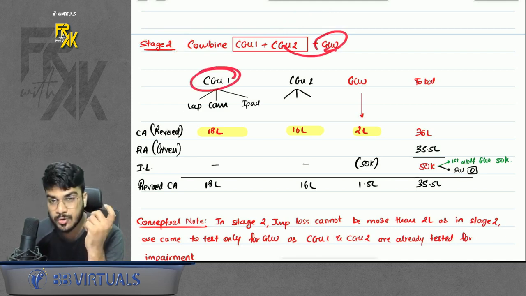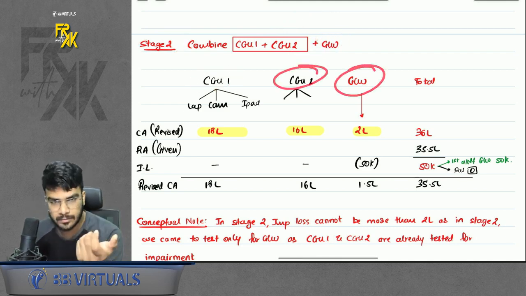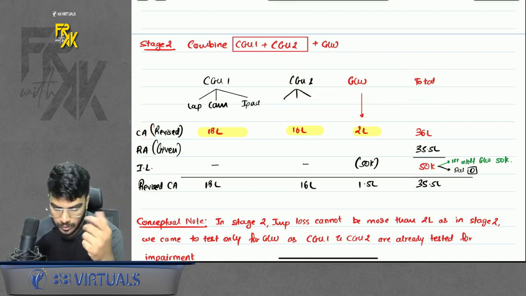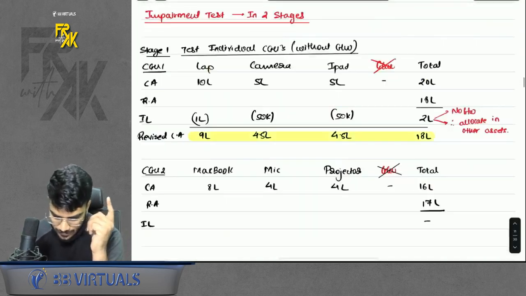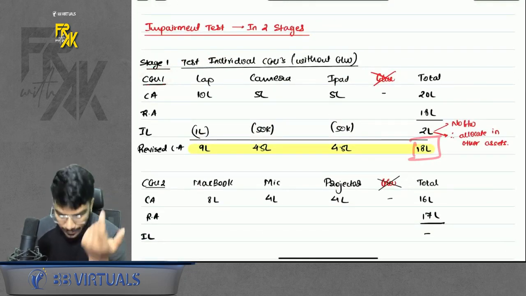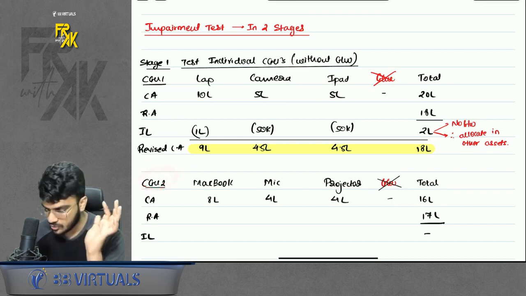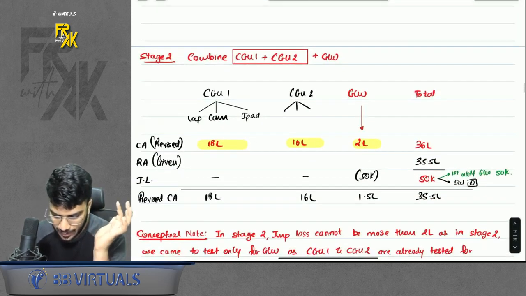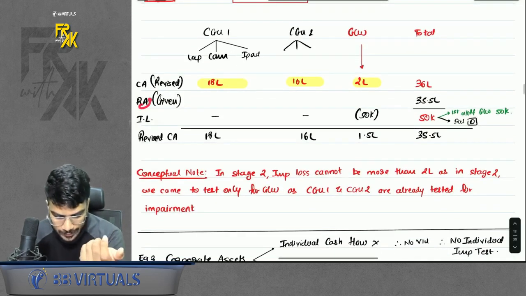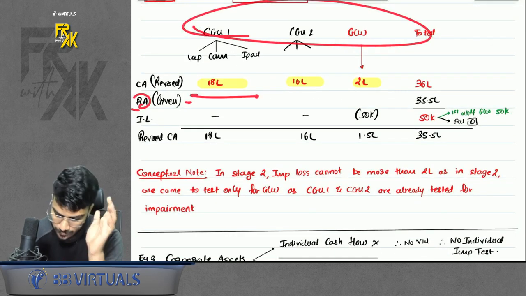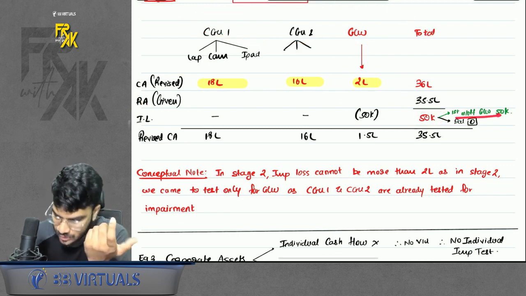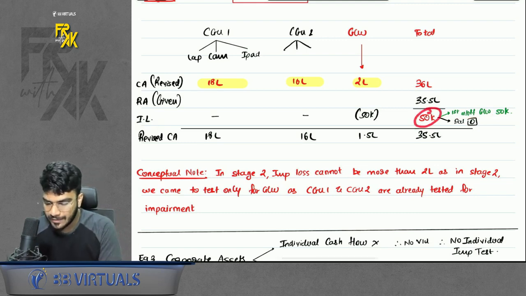So we took CGU1, we took CGU2, we added goodwill, we got the total, right? So how will you get the carrying amount? Copy the carrying amount from stage 1. In stage 1, my CGU1 was impaired, so I will take the revised carrying amount of 18 lakhs. CGU2 was normal, not impaired, so I will take the normal carrying amount. So take these carrying amounts, add goodwill to it. Then the recoverable amount of this whole will be given in the question. You get an impairment loss. This loss again will first be written off against the goodwill. So what if the loss exceeds the value of goodwill?